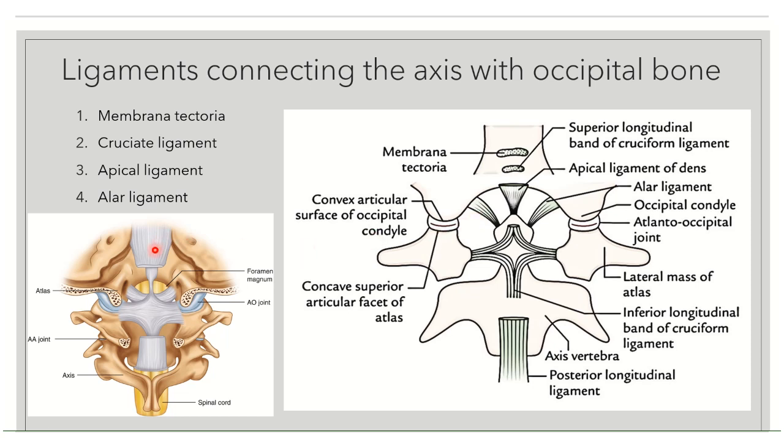This is the membrana tectoria. Then this is the transverse ligament. Then the upward projecting fibers are the superior longitudinal band of the cruciate ligament. Then the inferior projecting fibers from the transverse ligament are the inferior longitudinal band of the cruciate ligament. Then we have the alar ligament on both sides of the dens and the occipital condyles.